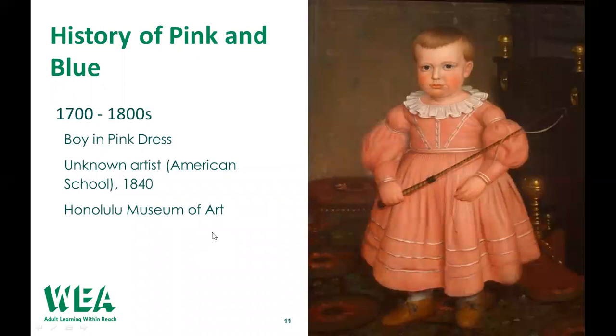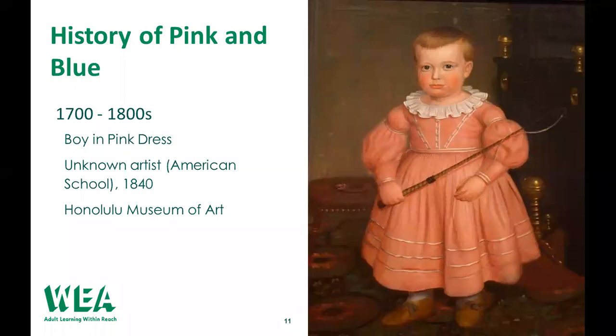And this is an interesting one. This is American folk art, about 1840, and it's from the Honolulu Museum of Art. And this is a boy in a pink dress. So we're looking at pink being used for boys and for girls. There's no sort of discrimination. We're also looking at dresses. Dresses were worn by boys and girls. It was sort of gender neutral, really.